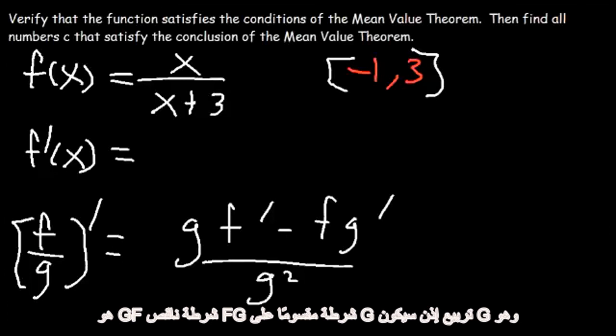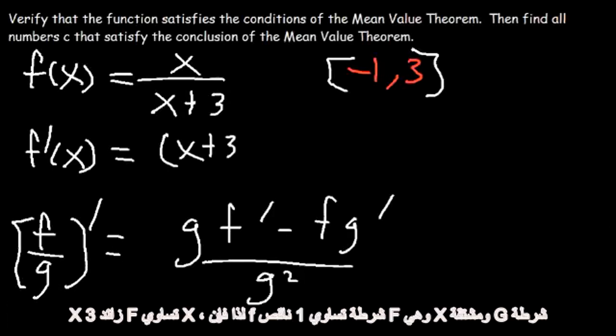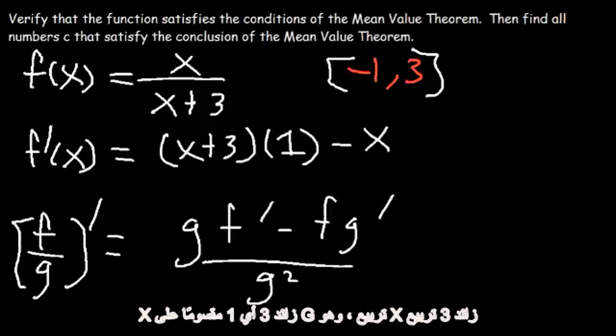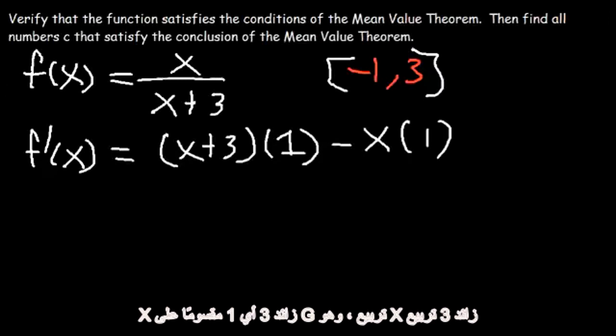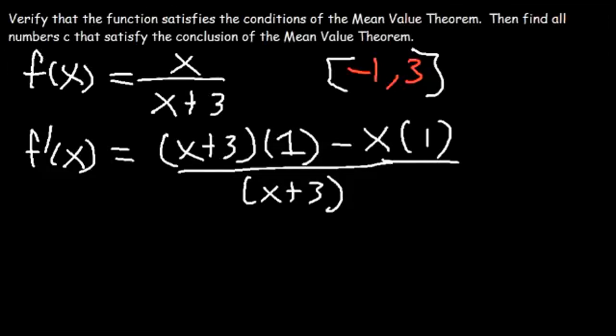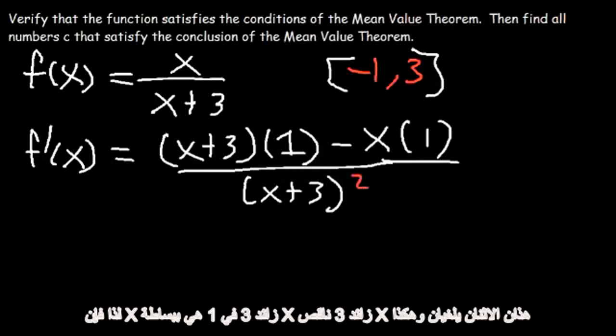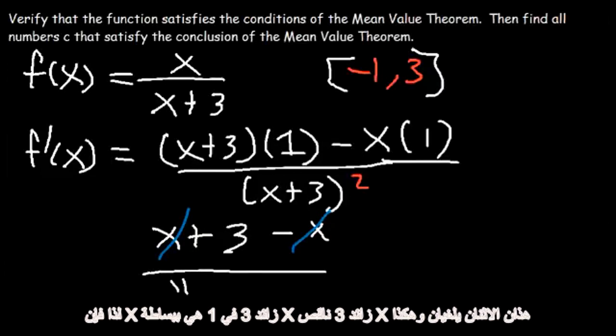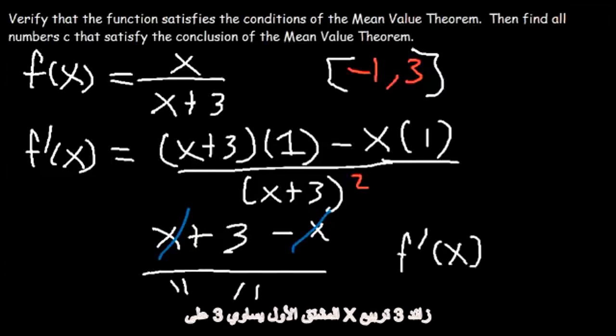So it's going to be g, which is x plus 3, times f prime, which is 1, minus f, which is x, times g prime, the derivative of x plus 3, that's 1, divided by g squared, which is x plus 3 squared. So x plus 3 times 1 is simply x plus 3, minus x. These two cancel. And so the first derivative is equal to 3 divided by x plus 3 squared.